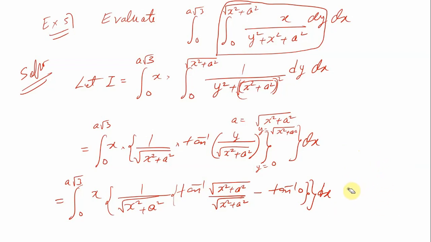Okay. So next step, you can see tan inverse, this is 0. I will take this 0. This is square root of x square plus a square divided by square root of x square. It is going to become 1. Tan inverse 1 will be pi by 4. Okay. So then this will be equal to, students, you can see very easily, integration 0 to a root 3, x divided by square root of x square plus a square into pi by 4 dx.